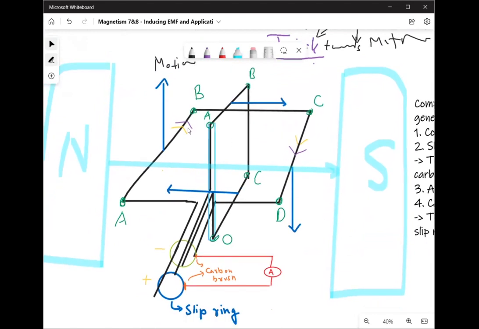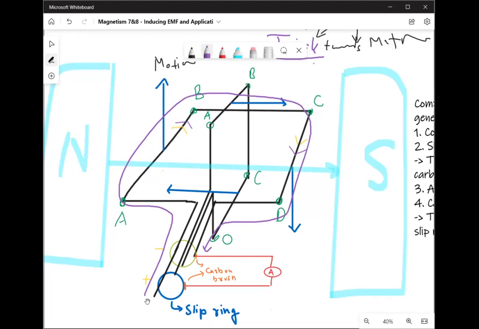Now you have motion upwards. Let's say the current right now is going like this. Look at the purple arrows. The current at AB is pointing away. The current at CD is pointing towards. This is the direction of the current, sorry, not the motion, the direction. C to D and A to B. So A to B, then C to D.